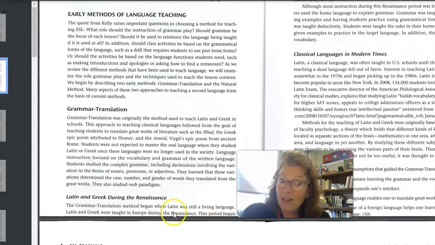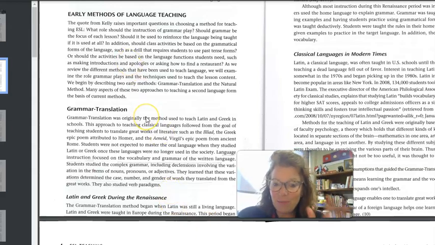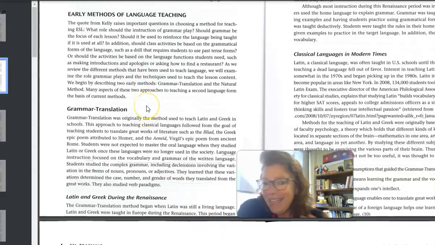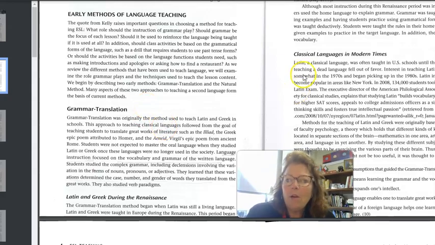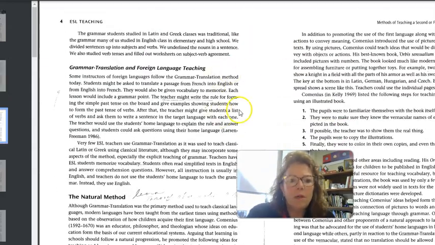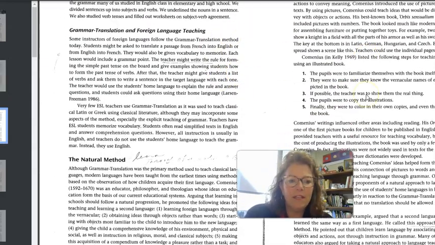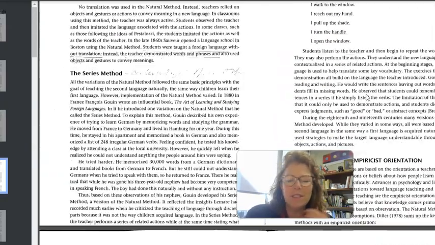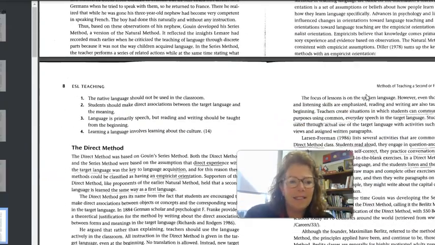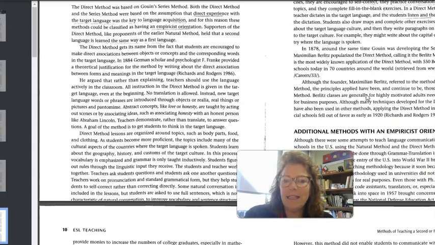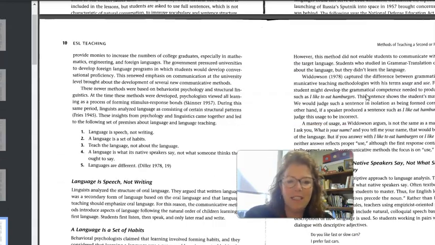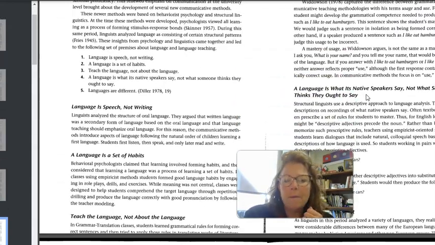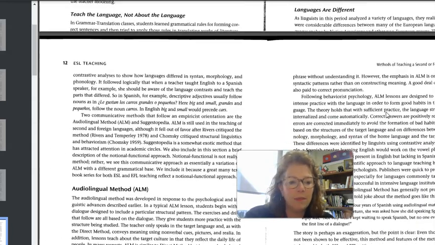But this is an early method that's still being used today because teachers are used to it, and it's kind of like easy busy work. Okay, so you're going to read all this. A natural method you don't really need anymore. A series method. Direct method, and so on. Okay, just read it, but you're really not going to need to know it too much. And then it talks about what a language is, what a language isn't. We're going to read this.